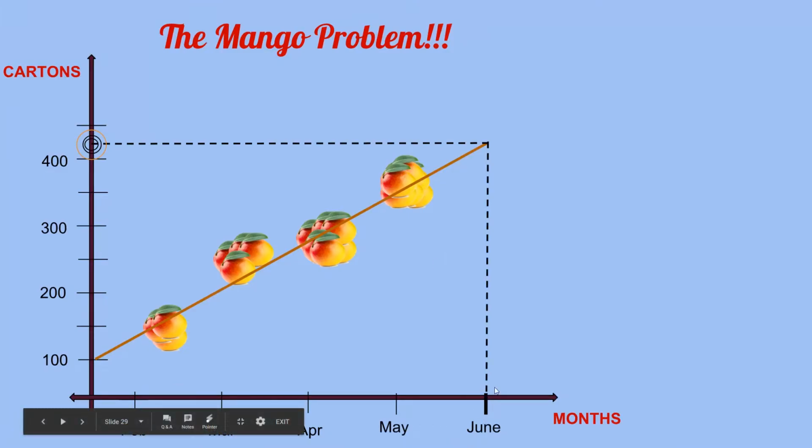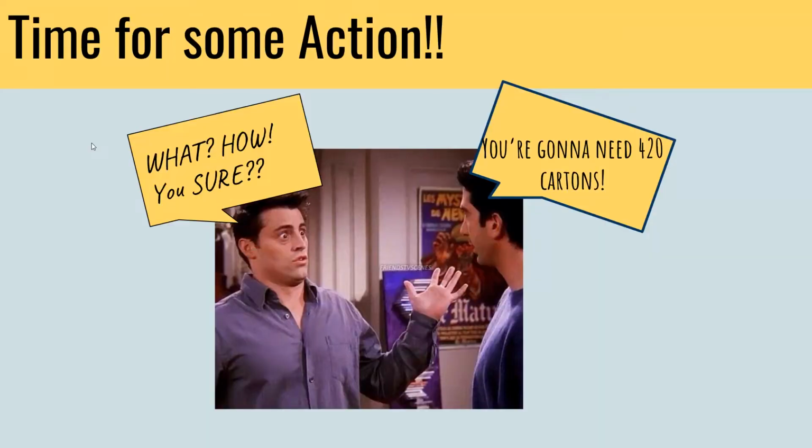So from the month of June, where his father needs the number of cartons that he wants to buy, we project a straight line perpendicular to the x-axis, and from the point of intersection of this line with our model, we again project a straight line parallel to the x-axis, and the point of intersection of this line with our y-axis gives us our final prediction, and that comes out to be 420.